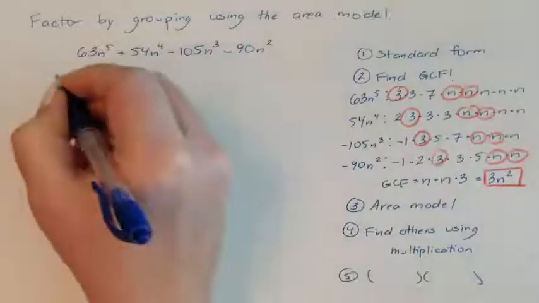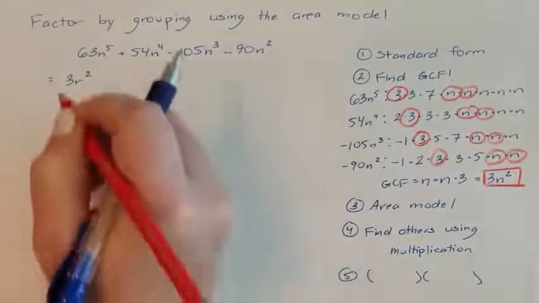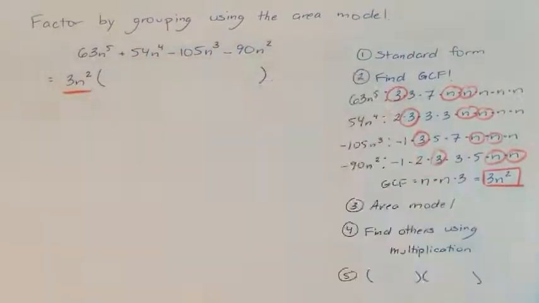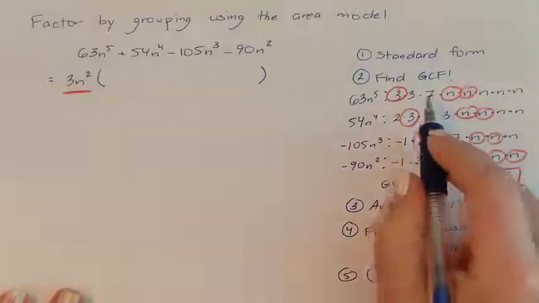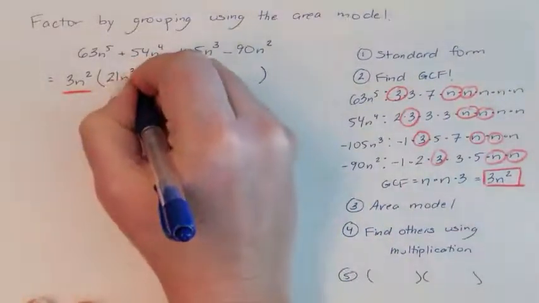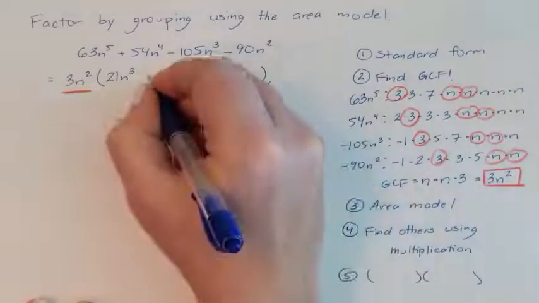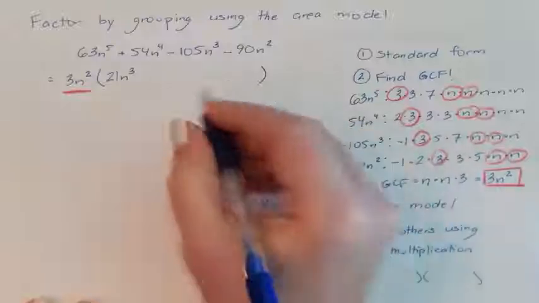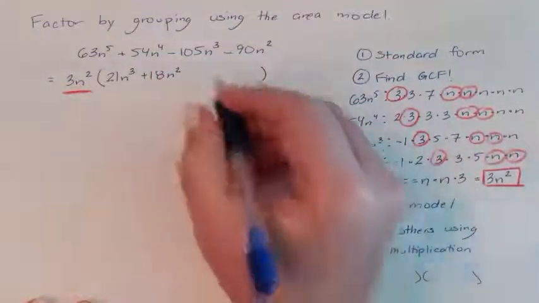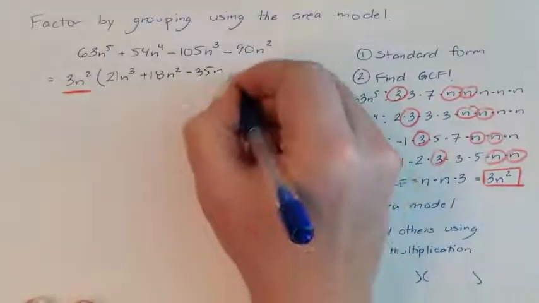So when I come over here to rewrite it, you need to write 3n squared, saying, hey, this is what I'm pulling out at the very, very beginning. And now you need to tell me what is left behind in my lists. So this is 21n to the 3rd. This would have been 9n squared. Sorry, that is 9. 9 times 2 is 18. So that's 18n squared. This is a negative 35n. And this is a negative 30.